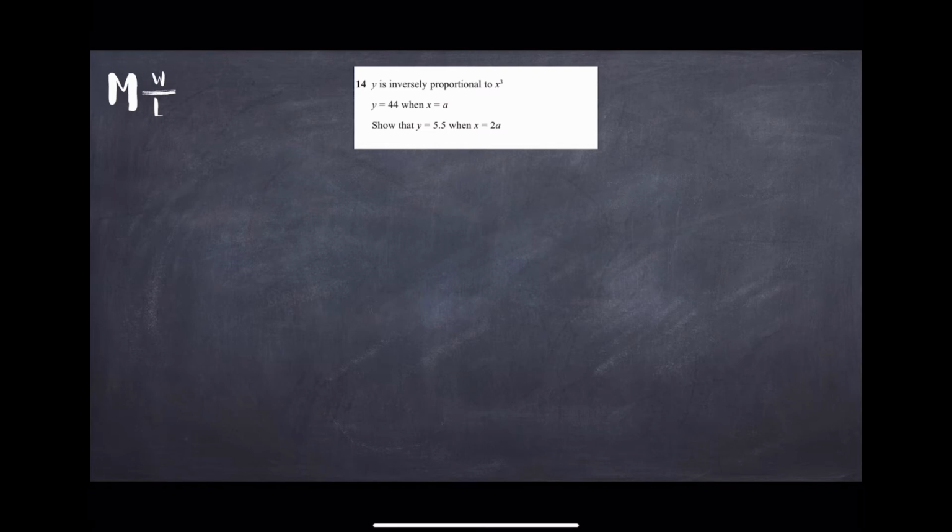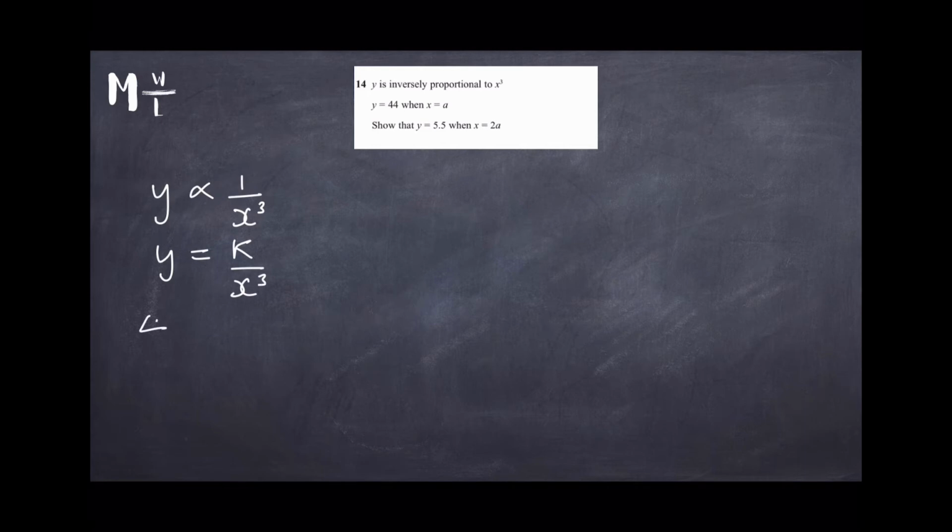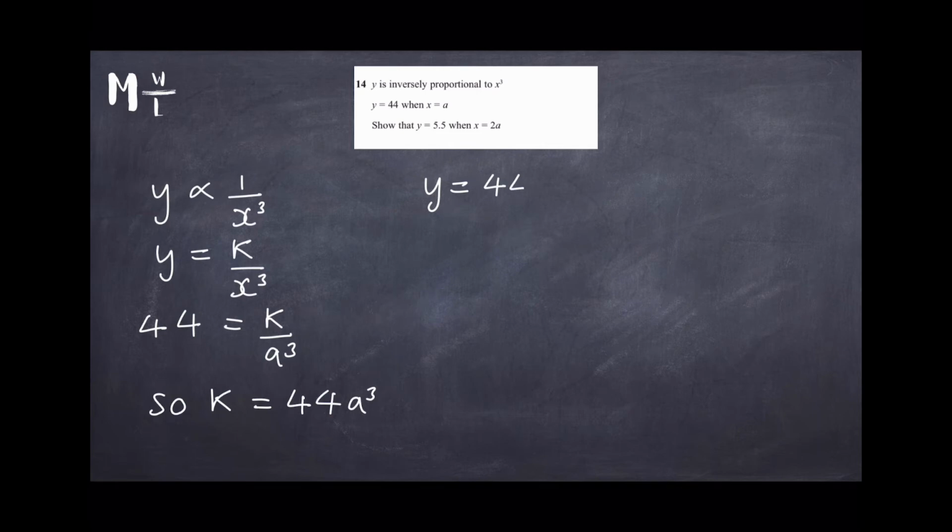Y is inversely proportional to x cubed, and y is 44 when x is a. So now we need to show that y is 5.5 when x is equal to 2a. So, creating our equation as normal, y is equal to k all divided by x cubed. Then we'll rearrange this to get a value for k, which is 44a cubed. Subbing this back into our original equation, we get y is equal to 44a cubed over x cubed.